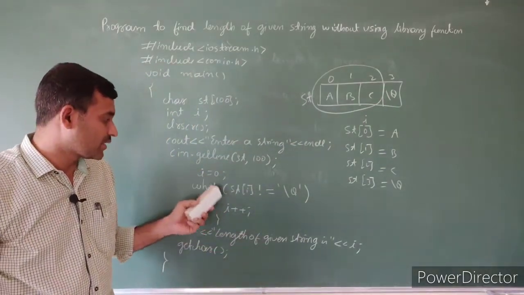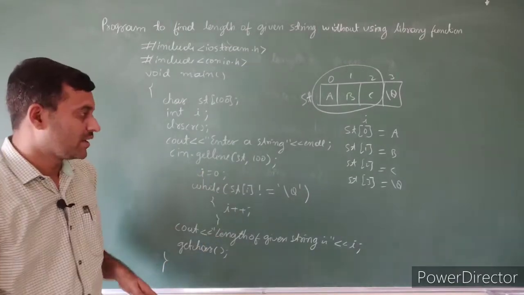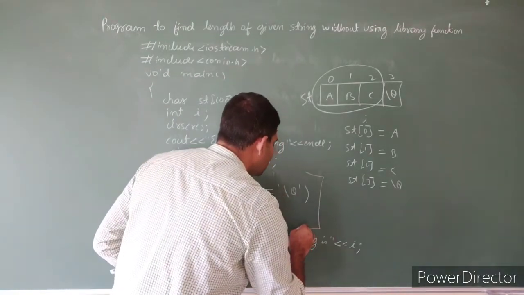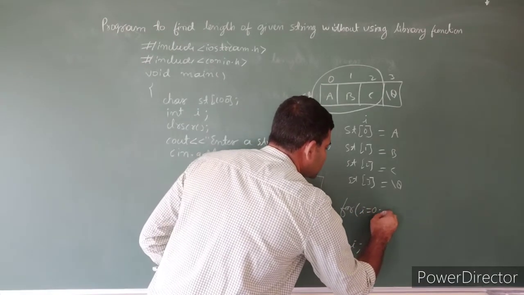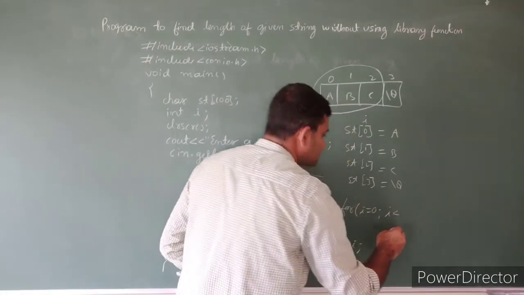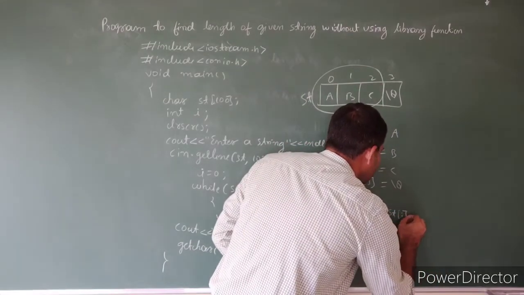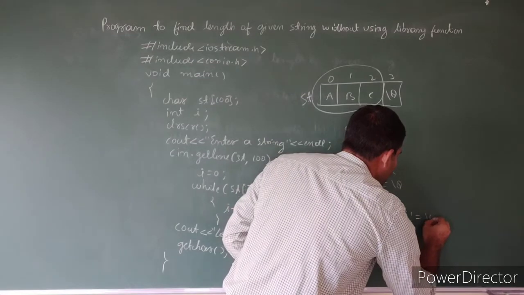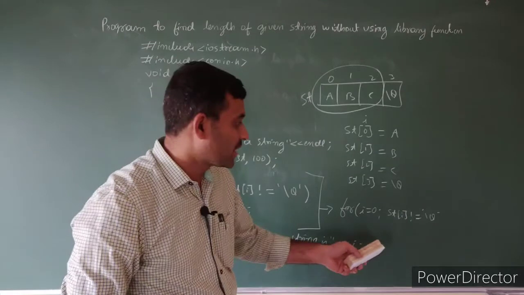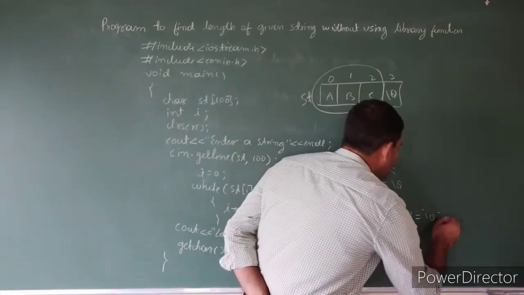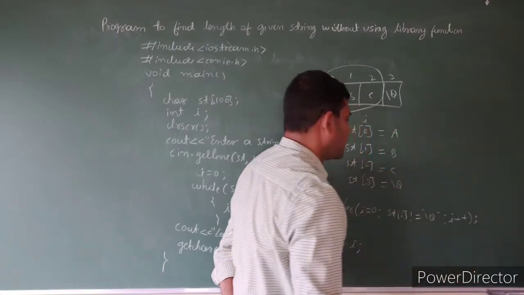Here we have 3 statements: i equals 0 initialization, condition, and type of increment. We have to combine these 3 lines in a single line using a for statement like this. For i equals 0, st of i is not equal to '\0'. See here, '\0' is a character constant, so it must be represented in single quotation marks, followed by the third section, that is i plus plus. Then the for is terminated.